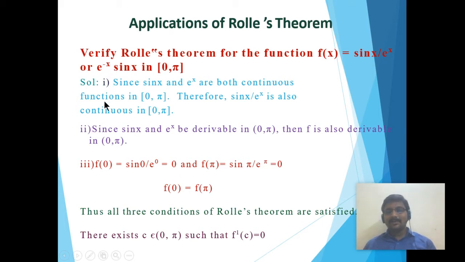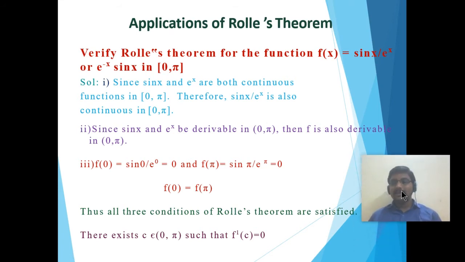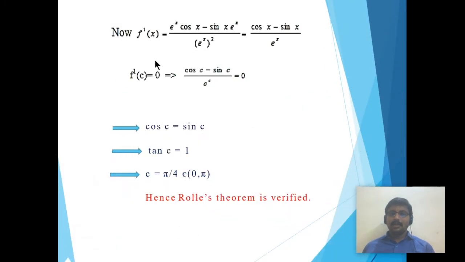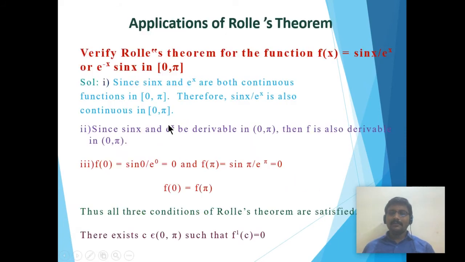Since f satisfies all the three conditions of Rolle's theorem, there exists a point c belonging to the open interval 0 comma pi such that f dash of c is 0. Now, what is f dash of x? It is obtained just by differentiating f of x with respect to x, using the division rule, that is the u by v formula. What is the derivative of u by v? (v u prime minus u v prime) whole upon v square, where v cannot be 0.